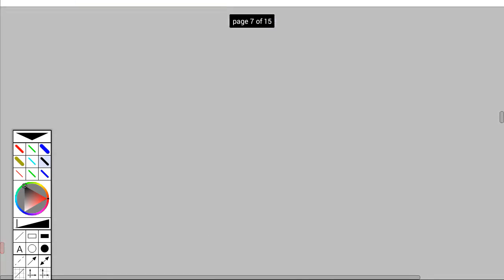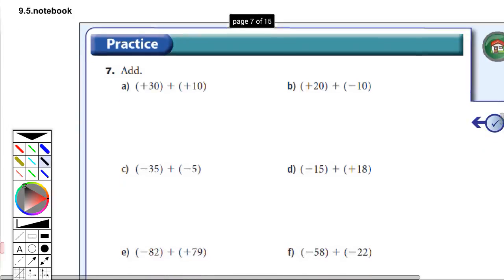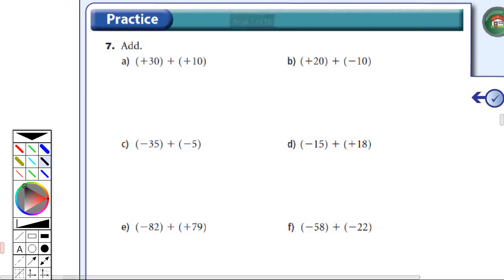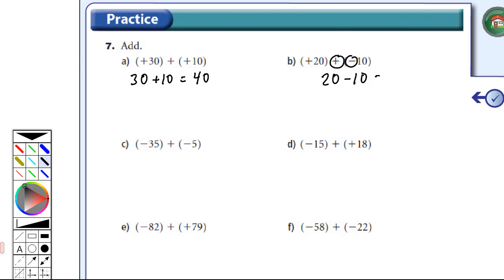And next question, question number 7. So I'm going to rewrite this as 30 plus 10, because I have a plus plus, which is equal to 40. B, I'm going to rewrite that as 20 minus 10, because plus minus makes it minus, so that will be 10. Next question I'm going to rewrite as minus 35. Now I have a plus and a minus, so that's going to turn into a minus 5, which is equal to minus 40.